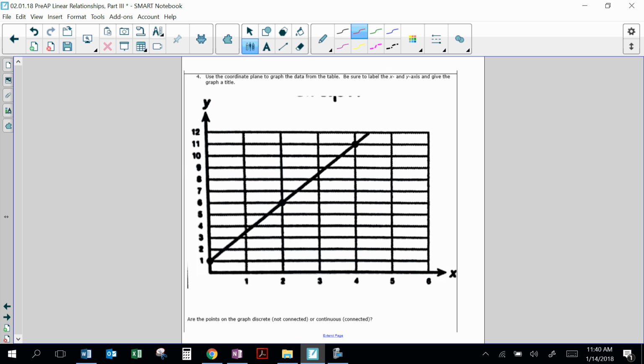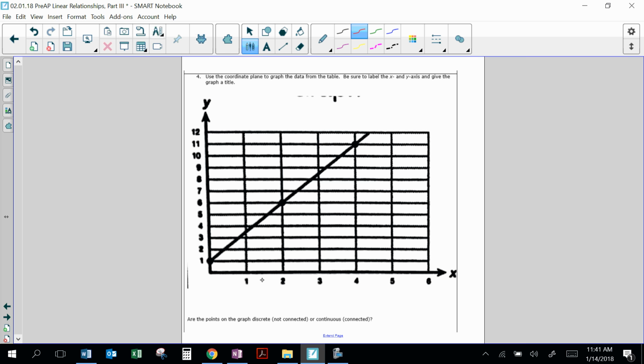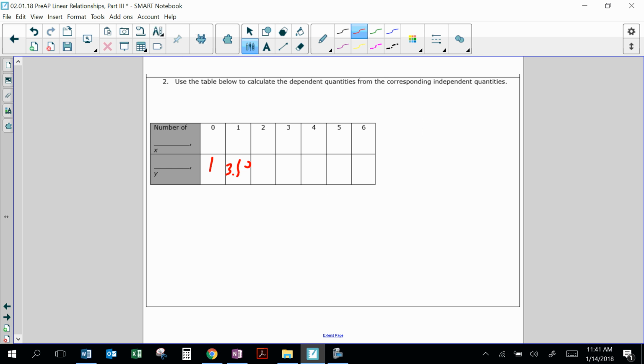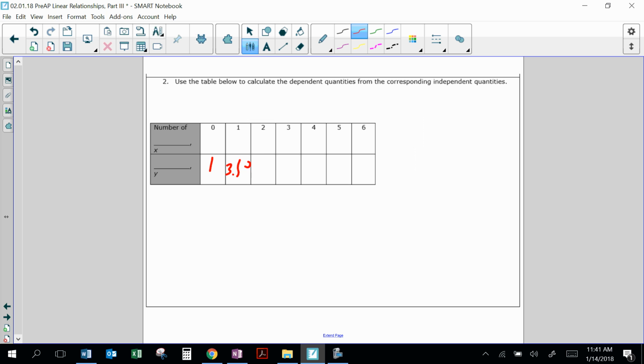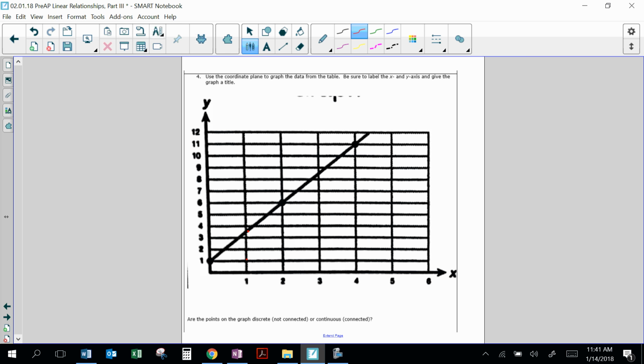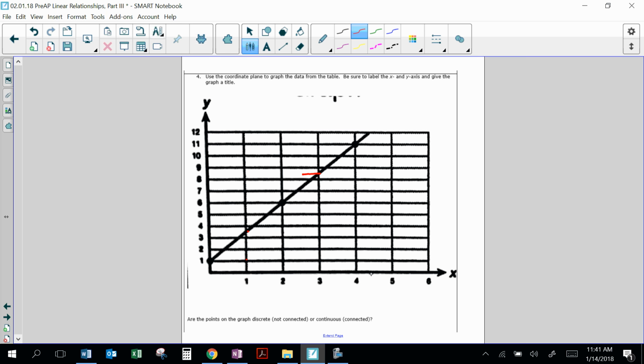Let's see, 0 is 1. 1 is, I think it's 3.5. 2 is, let's stop. 1 is 1, 2, 3, yeah, 3.5. 2 is 6. 3 is 8.5. 4 is 11.